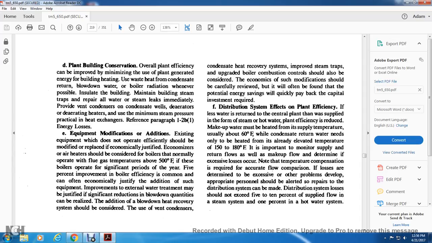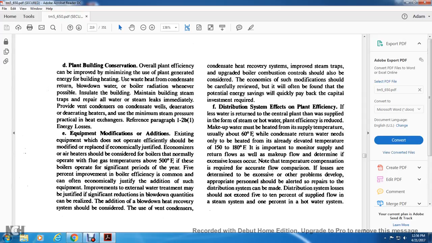F. Distribution system effective plant efficiency. With less condensate return, the central plant supplies more makeup water in the form of steam or hot water, and plant efficiency is reduced. Makeup water must be heated from the supply temperature, usually 60 degrees Fahrenheit, while condensate return water needs only to be heated from an already elevated temperature of 150 to 180 degrees Fahrenheit. It is important to monitor supply and return flows, as well as makeup, to determine if excessive loss occurs. Note that temperature compensation is required for accurate flow comparison. If a loss is determined, and other problems are excluded, appropriate personnel should be alerted so that repair of the distribution system can be made.